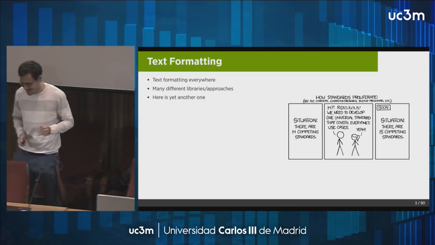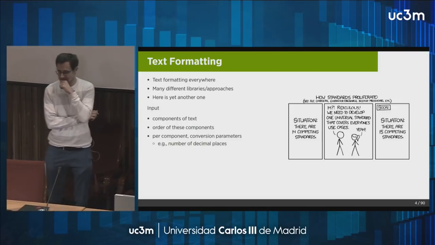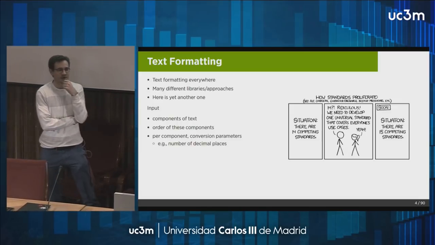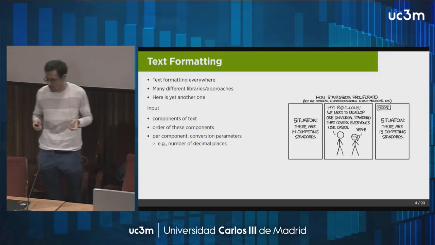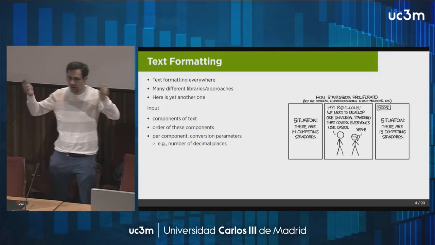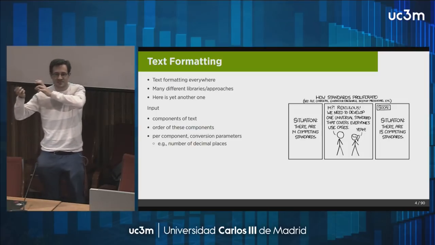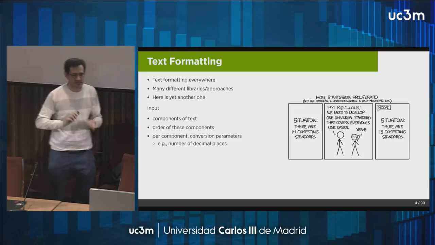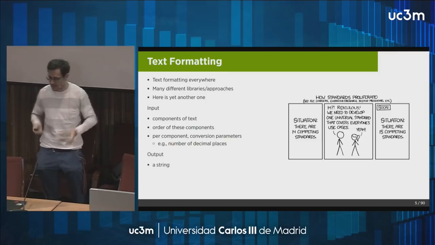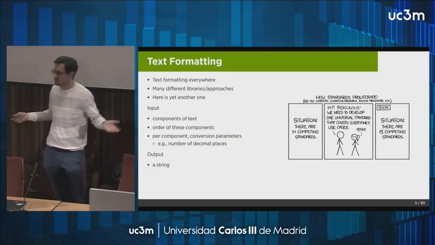All right. So what's text formatting? Pretty easy. As an input, you have components of text. You have some order of these components. And then for these components, some parameters for how to turn these components into text. And then you put it all together. And as an output, you get a string. Easy enough.